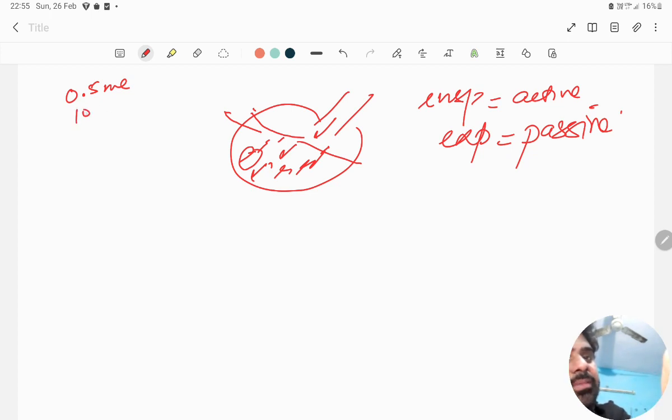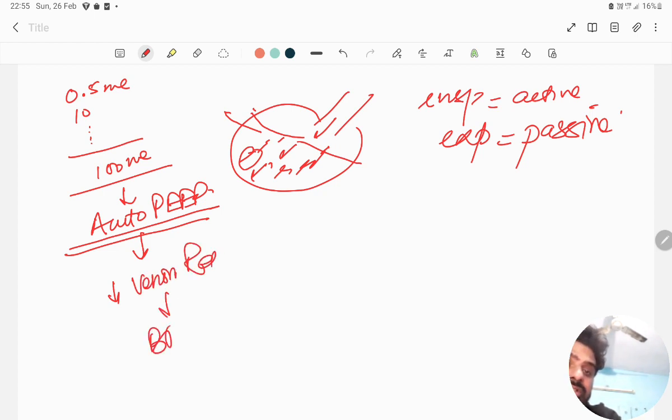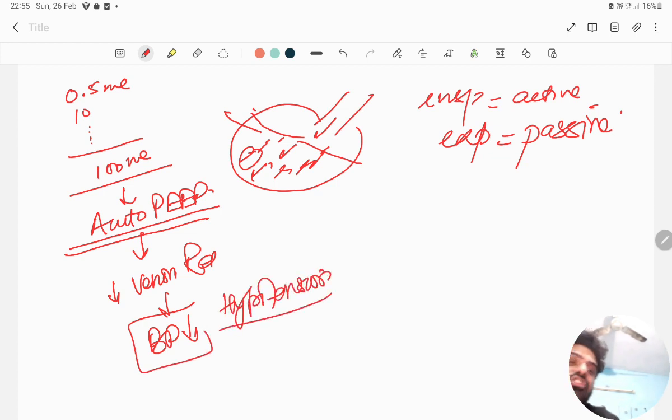For example, in first expiration, 0.5 ml of gas is trapped. In second expiration, 10 ml. So slowly, slowly, when it reaches a value of 100 ml or more, what happens? They start putting a pressure. And this pressure is called auto-PEEP. And this auto-PEEP can compress the neighboring vessels and can lead to decreased venous return and can even cause hypotension. So auto-PEEP develops because there is difficulty in expiration, and with each expiration some amount of air is left, which goes on accumulating, and finally we get auto-PEEP.